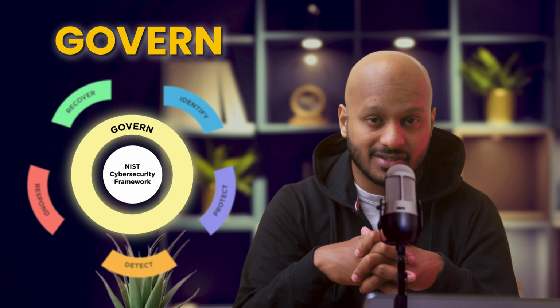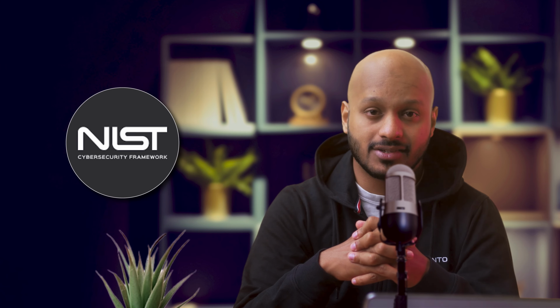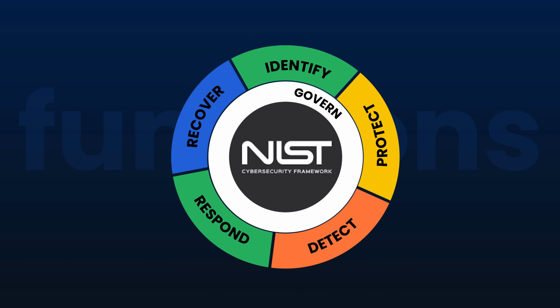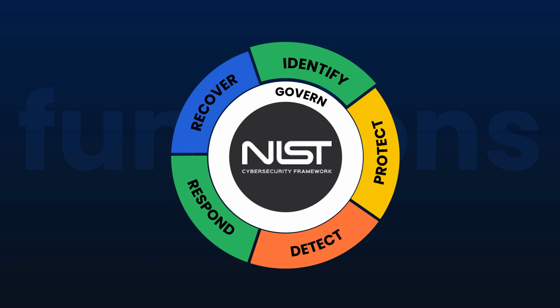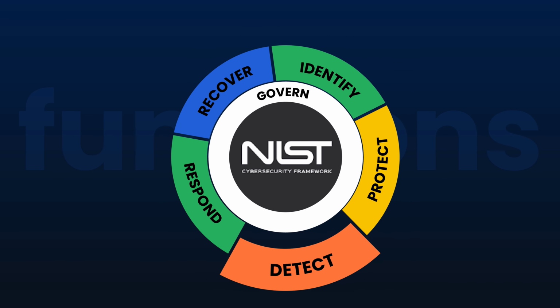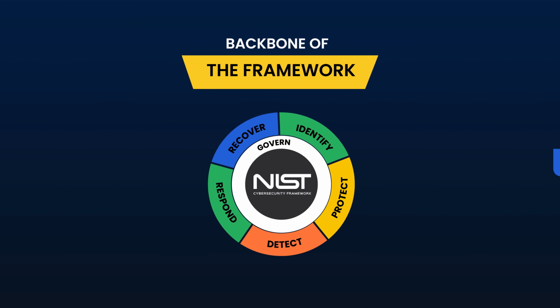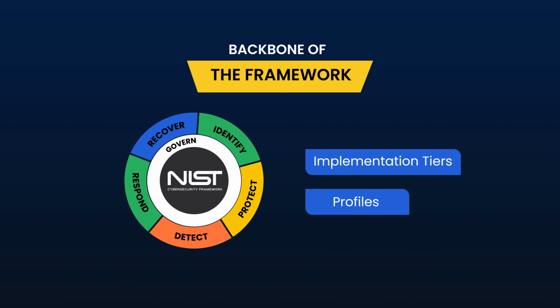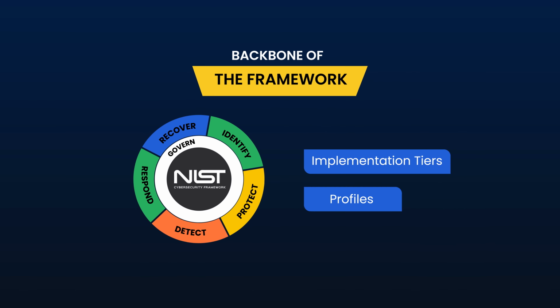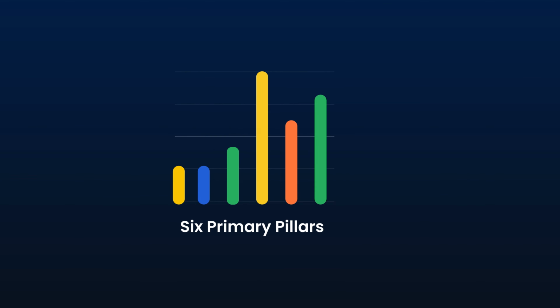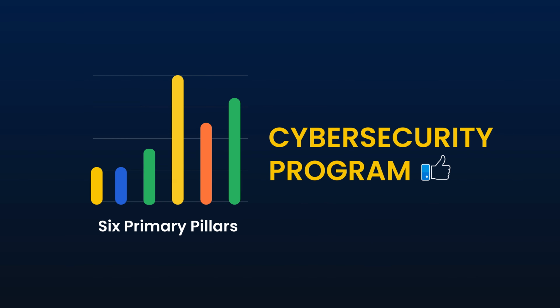In case this is the first time you're taking a look at NIST CSF for your organization, here's a crash course on how functions work. There's 6 NIST CSF functions. Govern, the new one. Identify, protect, detect, respond, and recover. The functions are the highest tier of abstraction in the framework. They act as the backbone of NIST CSF, that all the other elements like implementation tiers and profiles are sort of organized around. In essence, functions represent the 6 primary pillars for a successful and holistic cybersecurity program.